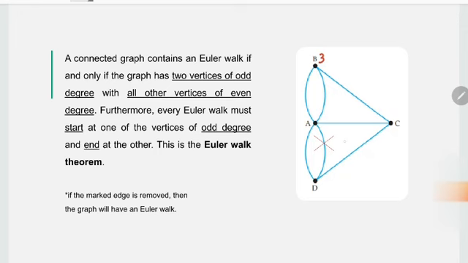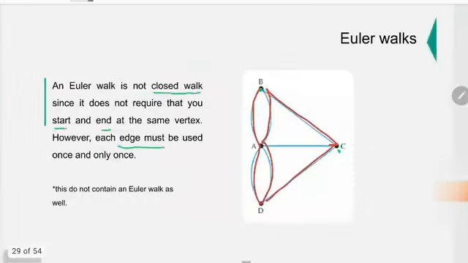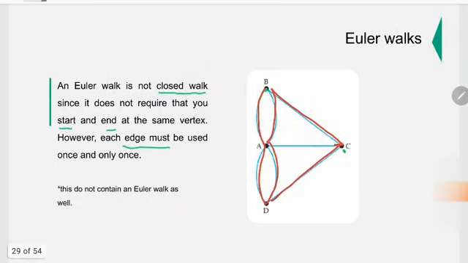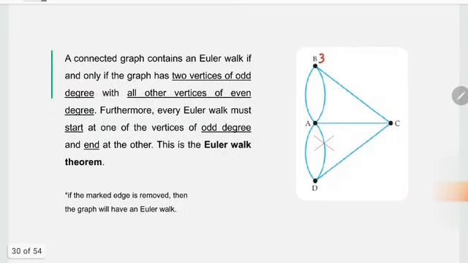So that's the reason why, diba? This one doesn't contain an Euler walk, kasi all of the vertices are odd. Now, if we remove these edges, that would mean that B has 3, C has 3, D has 2, and A will have 4. Now you have two odds, and the rest is even.